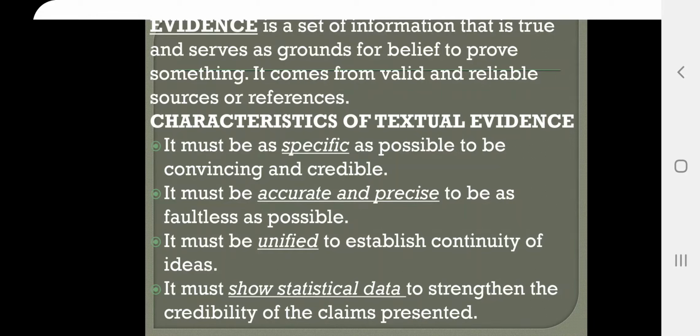The fourth characteristic is it must show statistical data to strengthen the credibility of the claims presented. The next slide is going to show us some textual evidence types, and statistical data is going to be one of the topmost, right, that we know of because it is easily verified because it's numbers, right, easily calculated as well. So if you have numbers, that actually is going to make your claim stronger. It's going to back up your claim and assertion very well because it has numbers.